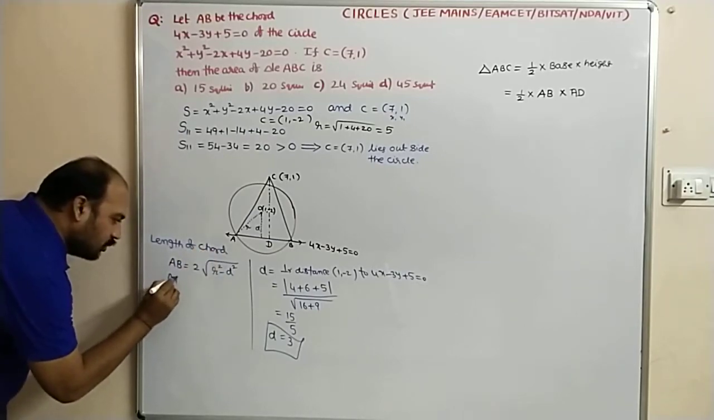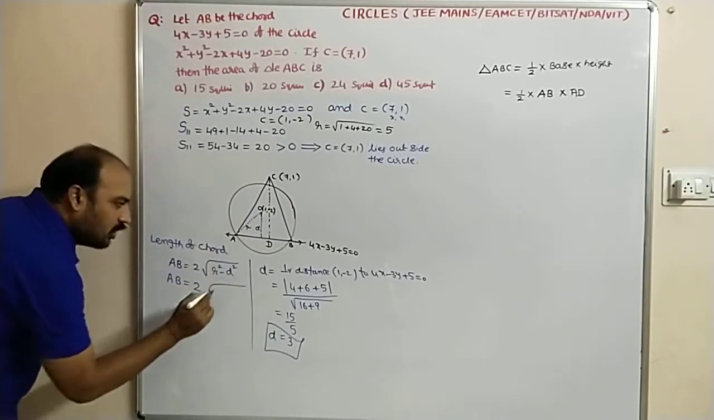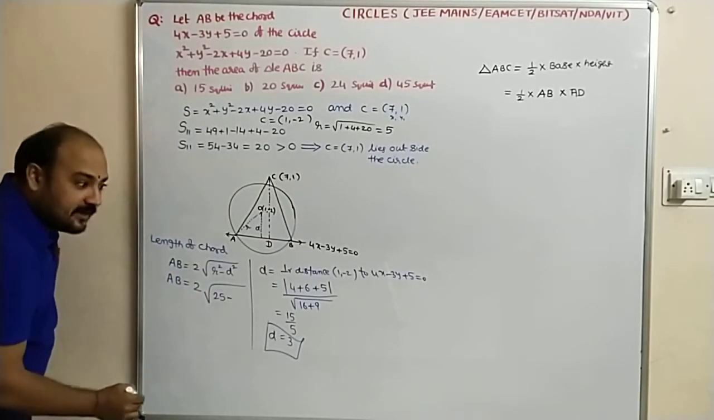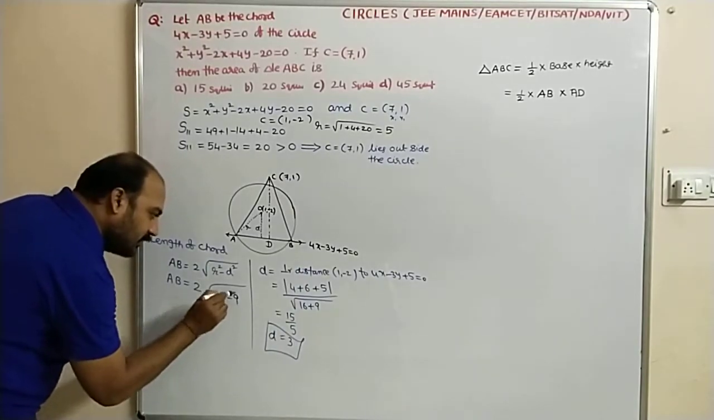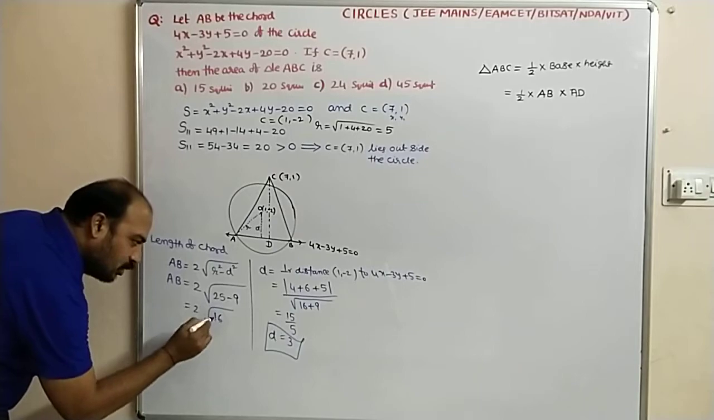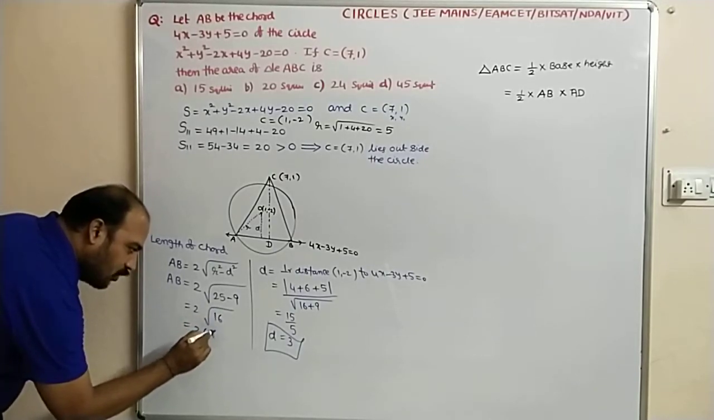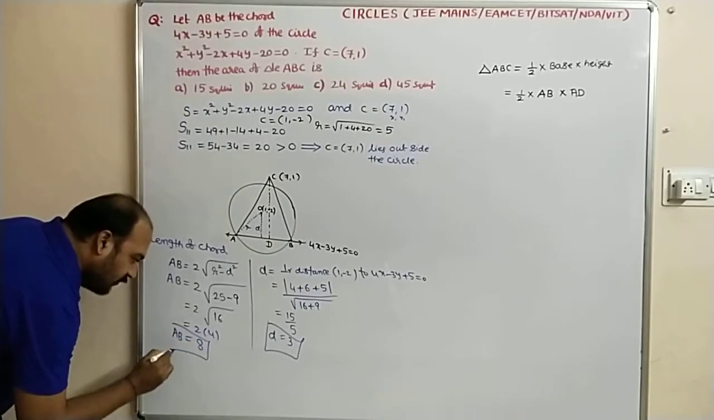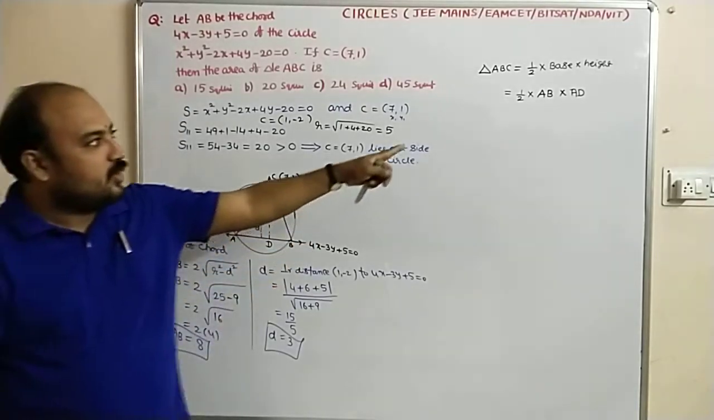So AB equal to 2 into root of R square minus D square. R square means 5 square, 25, minus D square, 3 square, that is 9. Which is equal to 2 into root of 25 minus 9, 16. Root 16 is 4. 2 into 4 is equal to 8. So the value of AB is equal to 8. AB value we got it.